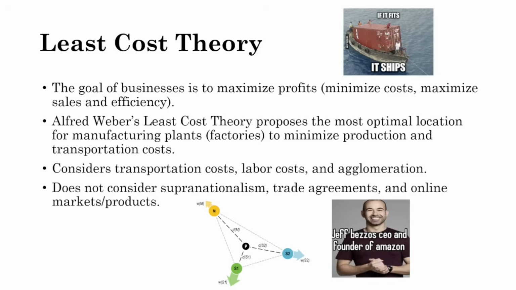But the least cost theory is not perfect, as other theories in this course, and it does not consider supranationalism, trade agreements, and online markets and products. It does not know that the EU exists. It does not know we have free trade agreements. It also does not know that Amazon and eBay and other things on the internet exist and are potential markets. It only considers physical markets.